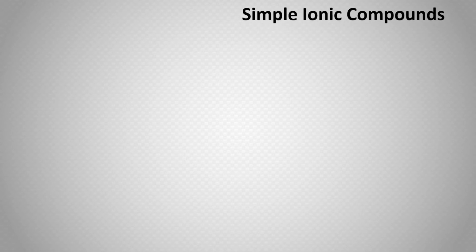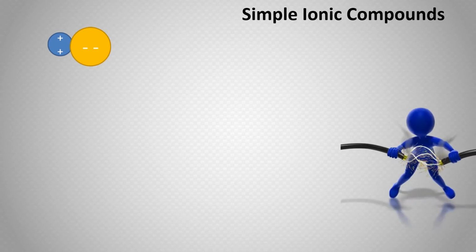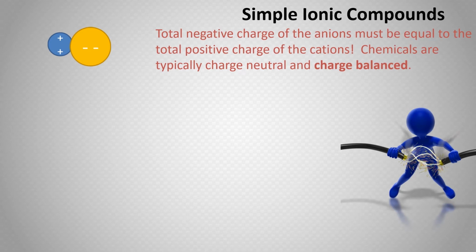Once again, ionic compounds are a combination of cations and anions held together by their attractive electrostatic forces. One important thing to remember about ions in chemistry: typical everyday compounds are charge neutral. The compounds are not charged. They don't shock us when we touch them. Thus, the total negative charge of the anions must be equal to the total positive charge of the cations, or we can also say that the system is charge balanced.